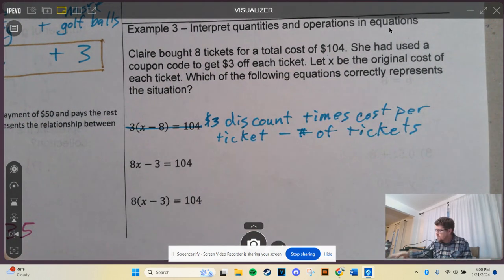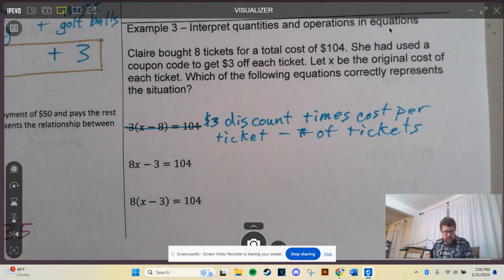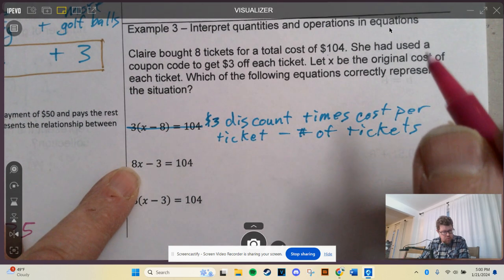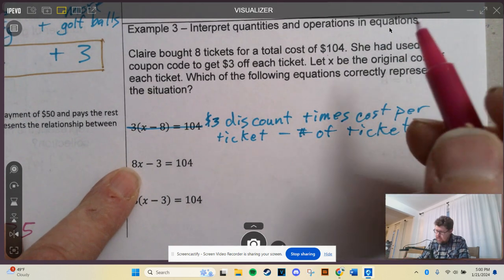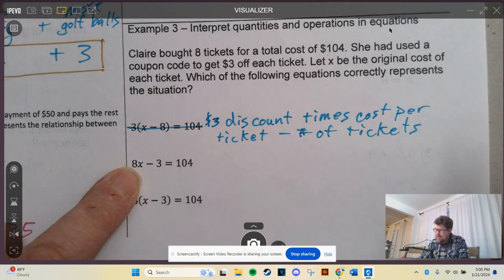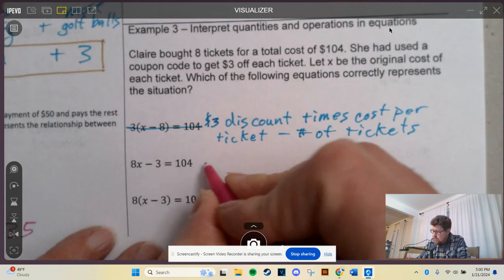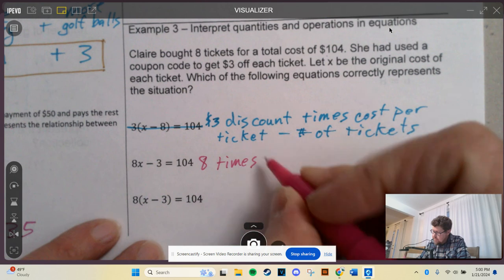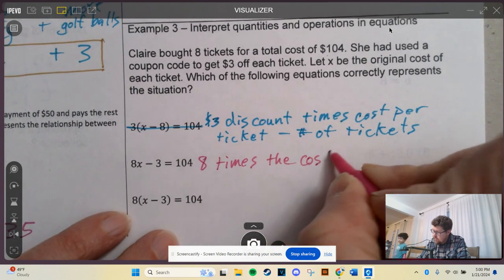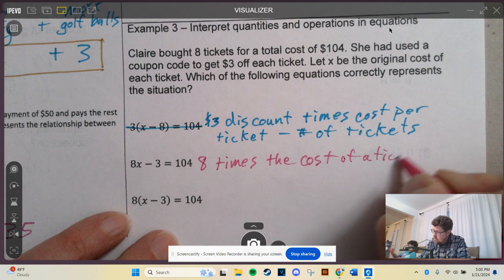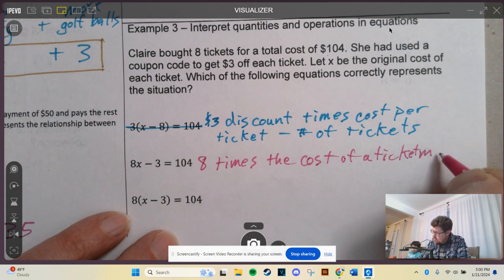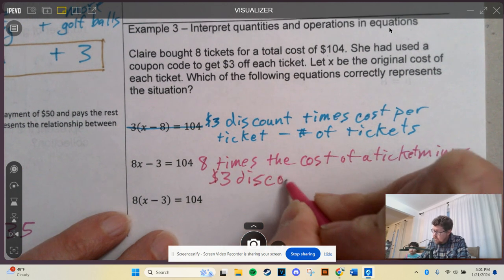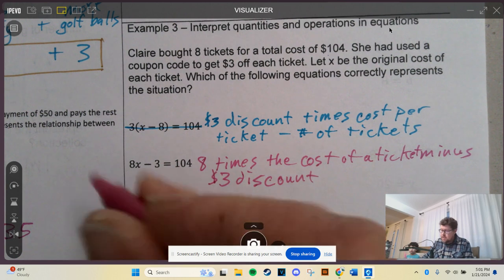Take a look at this one. Let's do a different color here. We've got 8 tickets times the cost of the ticket minus like a $3 discount off the top of it, right? So we've got 8 times, which is the number of tickets, times the cost of a ticket, minus the $3 discount, right? But we know that the discount applies to each ticket. It's not just $3 off the top, right? So that doesn't work right there, okay?